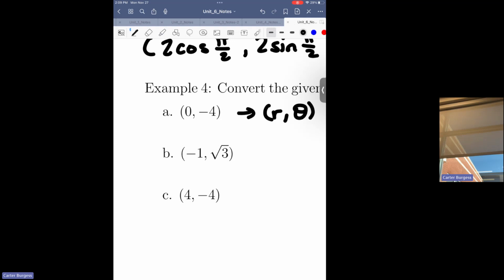We could rationalize that if you wanted to make it a little bit nicer. You'd want to put it in the form of r comma theta. And my r is that value that you found.